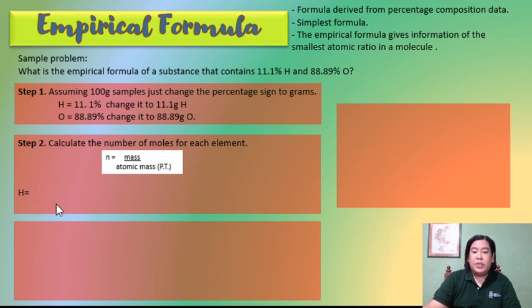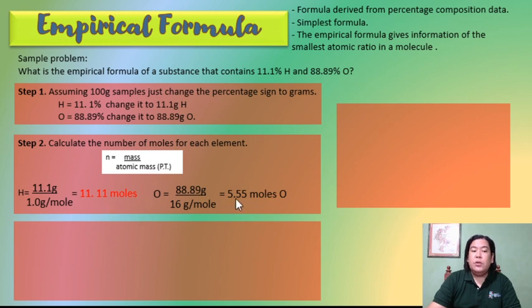In this case, we have hydrogen. Hydrogen is 11.1 grams, coming from step 1, divided by the atomic mass coming from the periodic table, 1.0 gram per mole hydrogen. You cancel grams to get 11.11 moles of hydrogen. For our next element, oxygen: 88.89 grams divided by 16 gram per mole, coming from the periodic table value of the mass of oxygen. Then cancel grams. You will get 5.55 moles of oxygen.